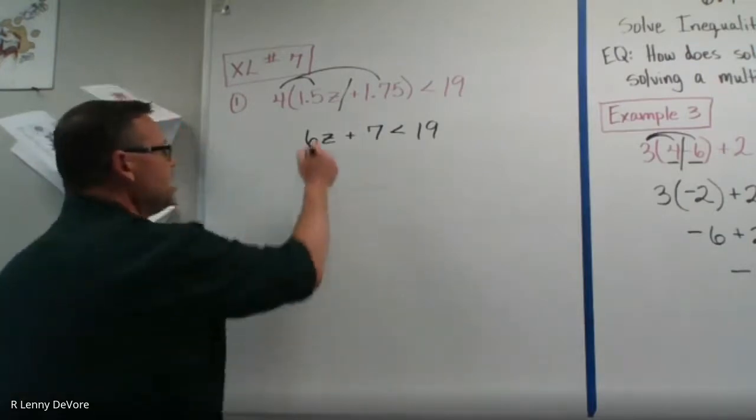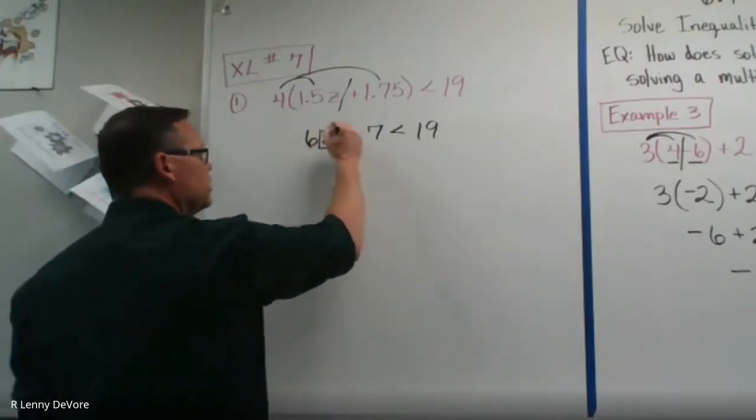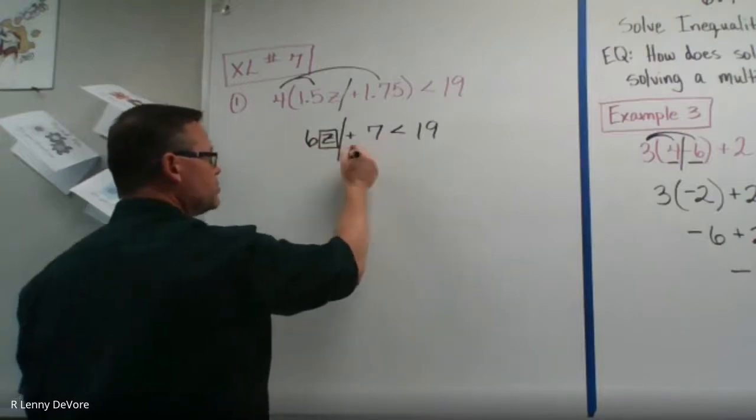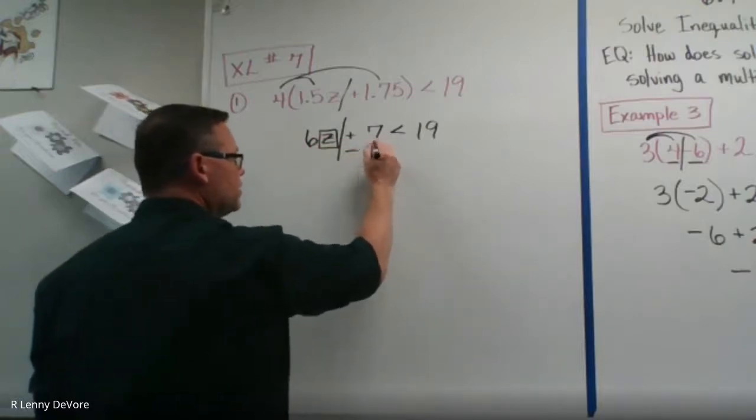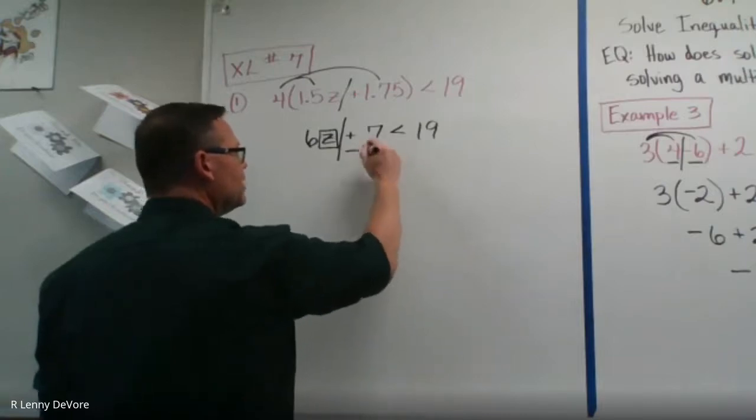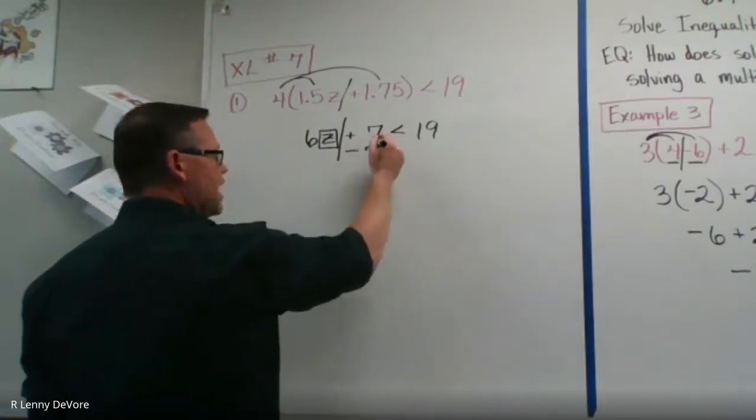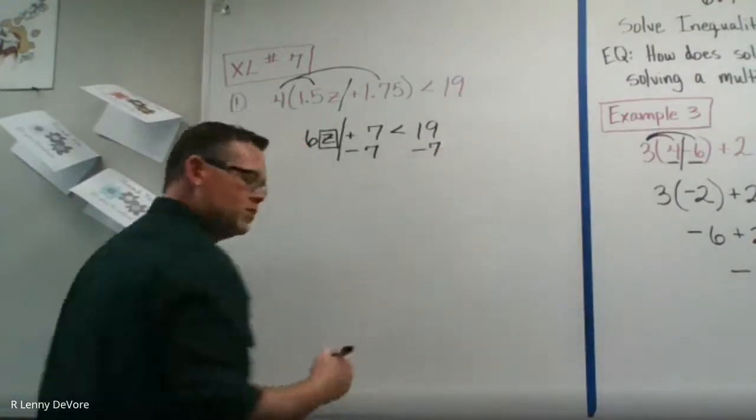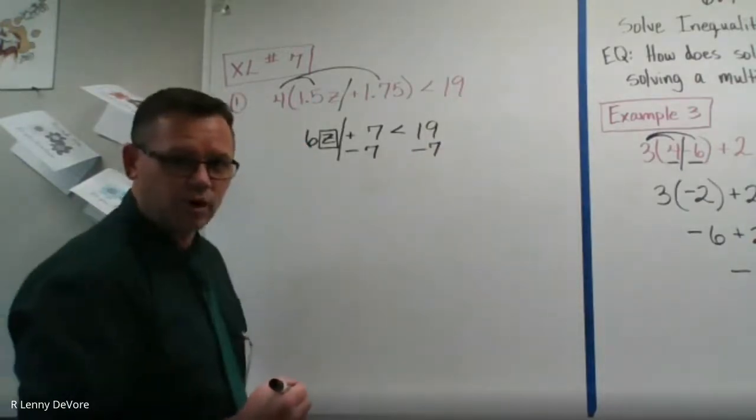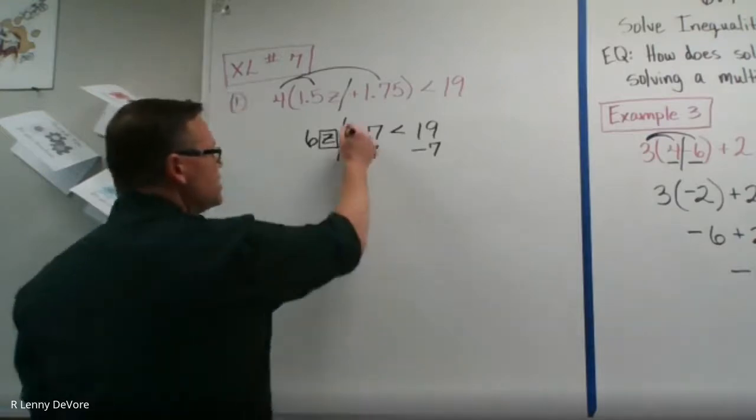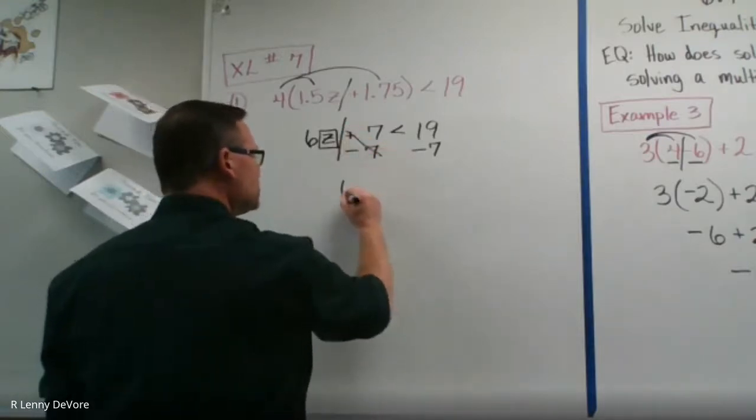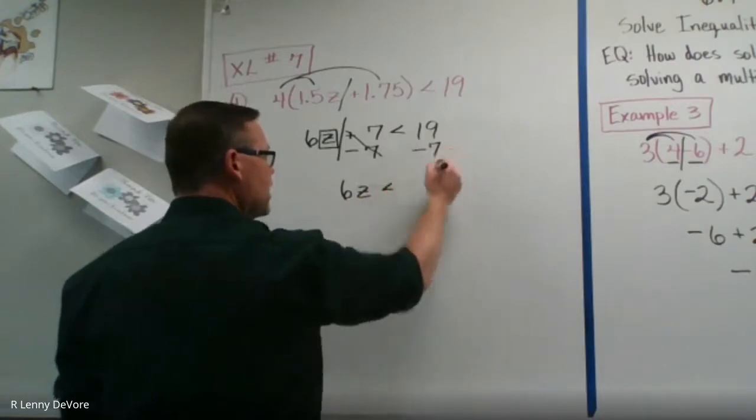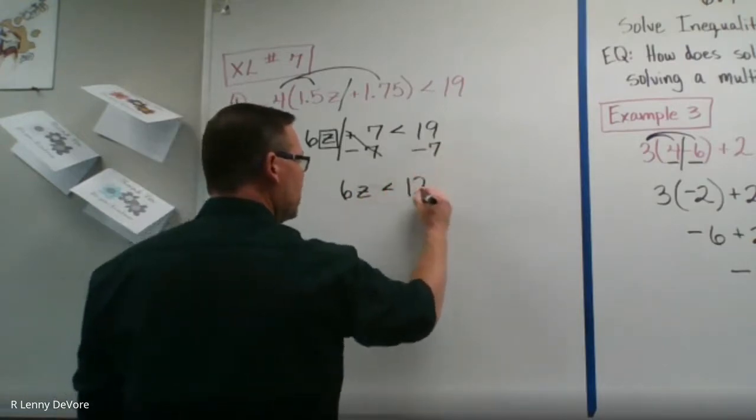Now, I'm still isolating the variable, right? That means any term that is not combined with the variable will go first. So minus 7, oops, I put a 9 there. Minus 7, because we're adding 7, we'll subtract 7, but I have to do it over here too. Subtraction property of equality, right? This is gone. 6z is left, and it's less than, we subtract 7, this is 12.